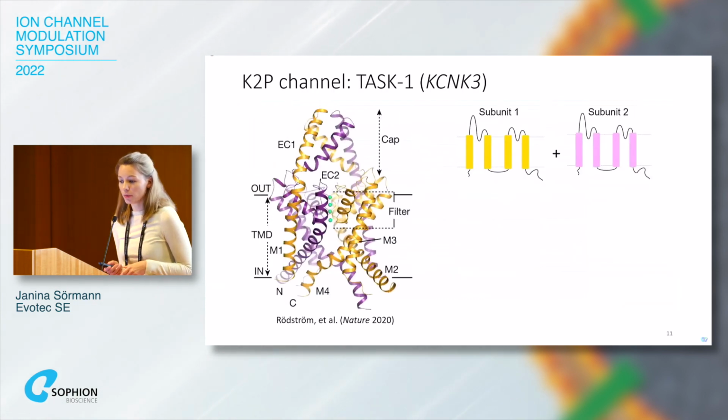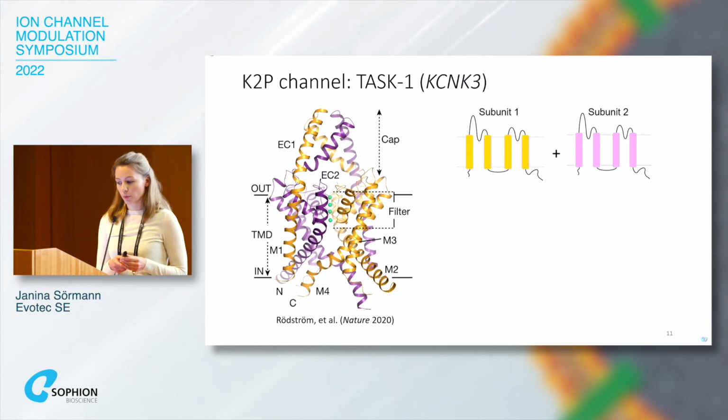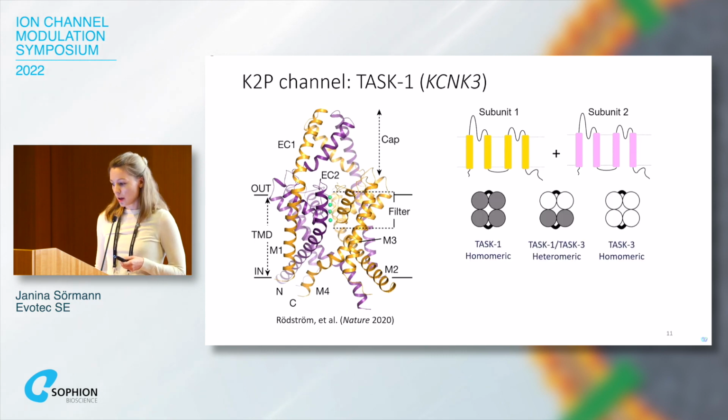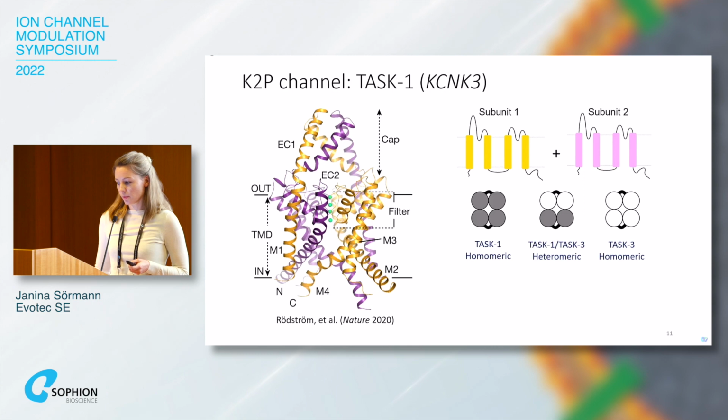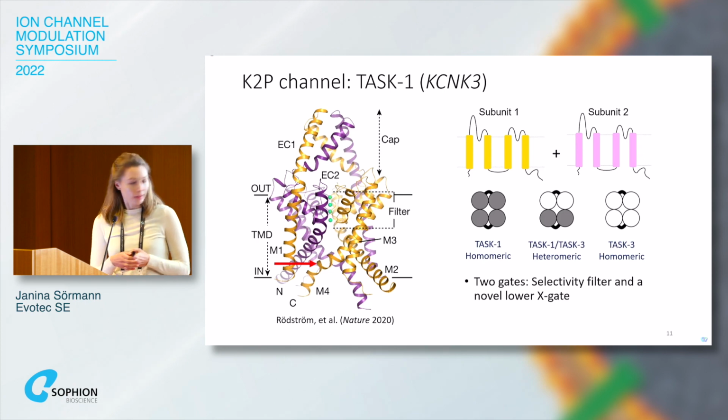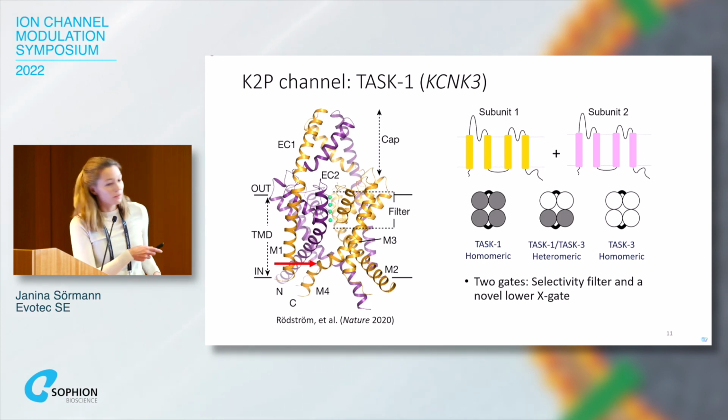And here's a brief overview of the TASK-1 channel. This is a crystal structure in which our lab was involved. It is important to mention for the talk that not only two TASK-1 subunits can form a functional channel, but also TASK-1 and TASK-3 can form a functional channel together. The key elements of TASK-1 are the cap domain, the selectivity filter, here with 4 potassium ions bound in it, and the so-called lower X-gate. It's like forming an X.